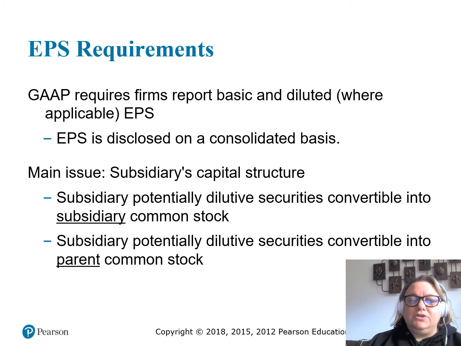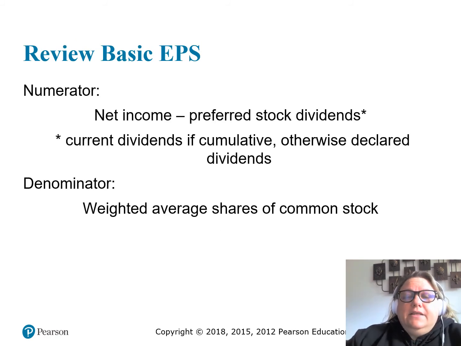All right, anyway, GAAP requires you to report both basic and diluted where applicable. And a lot of it is decided by the capital structure. So some potentially dilutive securities, and we'll look at that definition here in a minute, can be converted into subsidiary common stock, and subsidiary potentially dilutive securities can be converted into the parent's main common stock. Okay, so let's review the basic calculus for EPS.